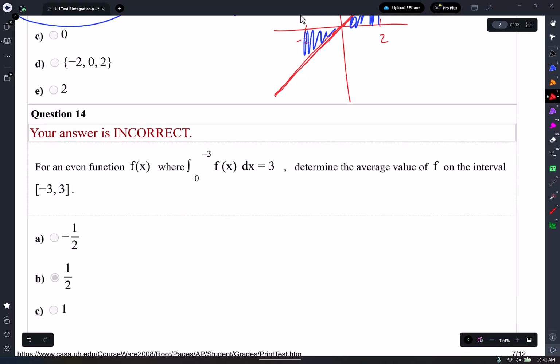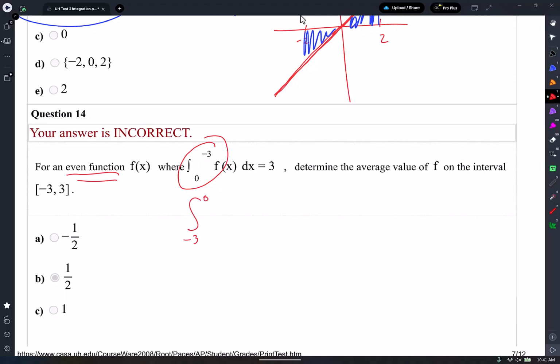For an even function, all right, so underline the word even. Integral from negative 3 to 0 of f(x) dx equals 3. Determine the average value of f. Okay, that's not a bad deal. So here, if it's an even function, let me go ahead and rewrite this, guys. I'm going to go integral from negative 3 to 0 of f of x dx equals negative 3. Is everyone okay with that?